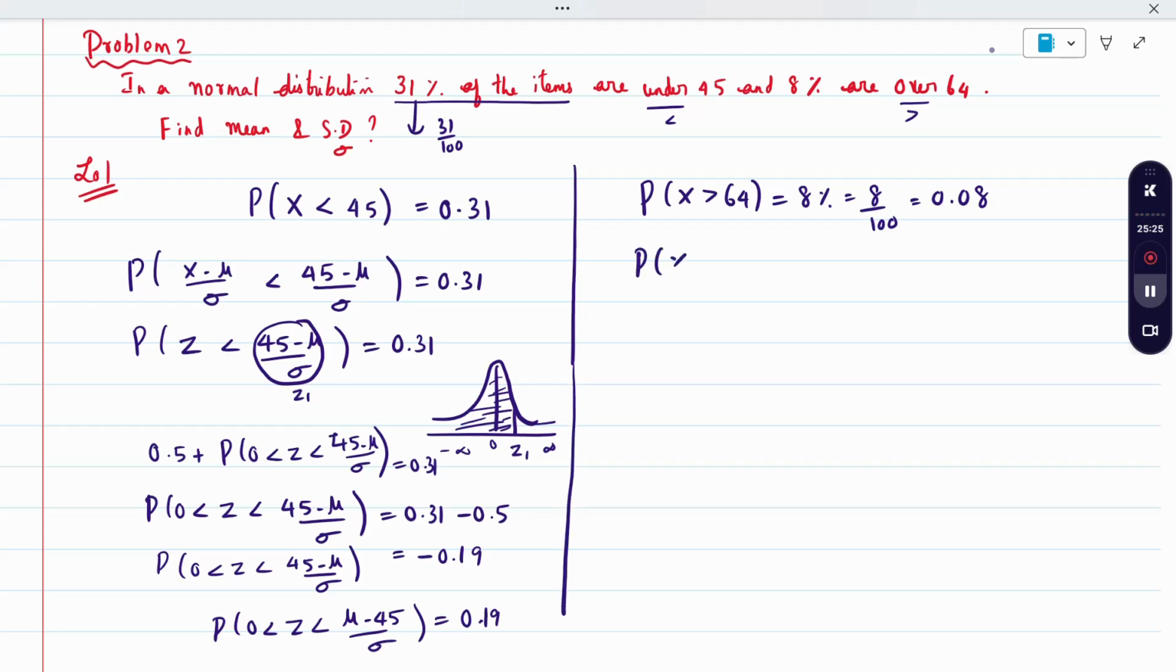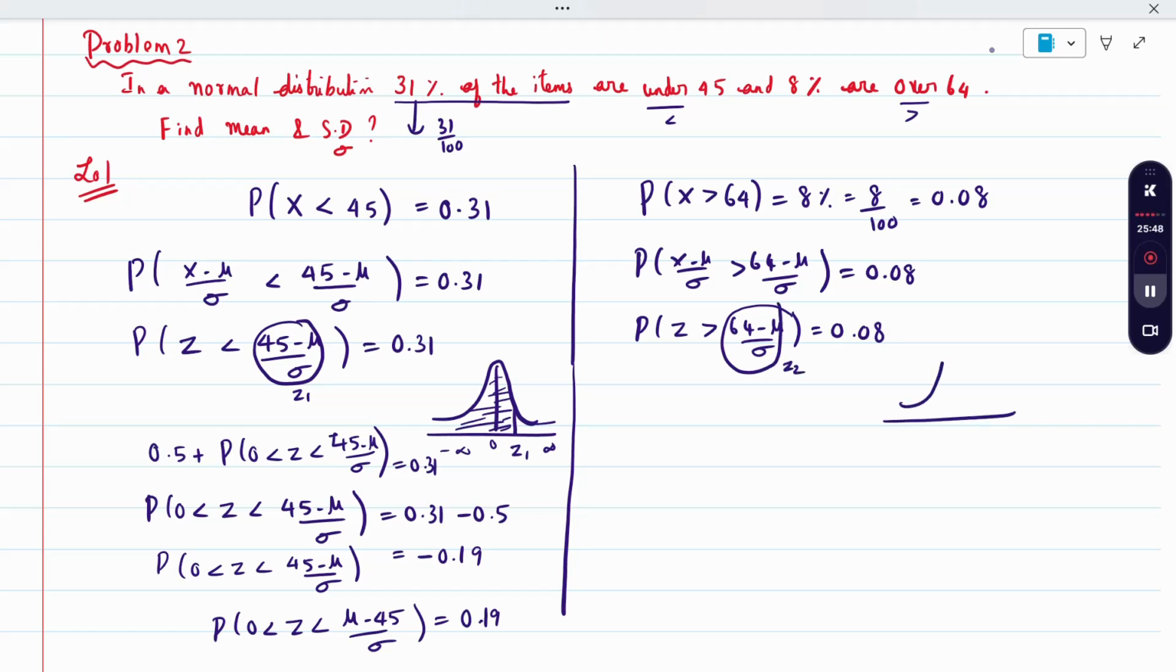Probability of (x minus mu) divided by sigma is greater than (64 minus mu) divided by sigma equal to 0.08. So probability of Z is greater than (64 minus mu) divided by sigma equal to 0.08. Roughly this we consider to be some Z2. Z2 you consider, so roughly you draw a diagram. So Z2 will be here, and roughly it will be this region, from Z2 to infinity, 0 to minus infinity.